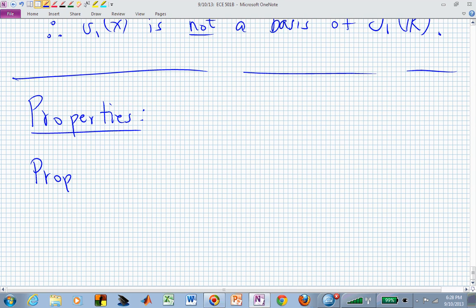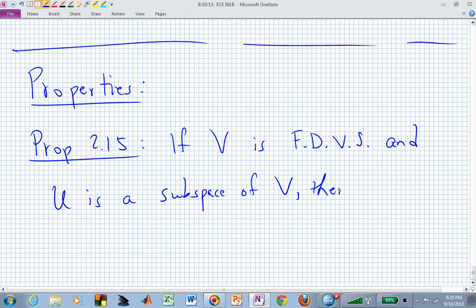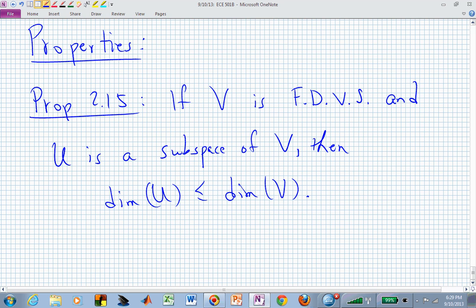Let's look now at proposition 2.15. That says that if this vector space V is a finite dimensional vector space, and let's say U is a subspace of this finite dimensional vector space V, then the dimension of U is less than or equal to the dimension of V. So for any subspace of a finite dimensional vector space, the dimension of that subspace has to be less than or equal to the dimension of the containing vector space.